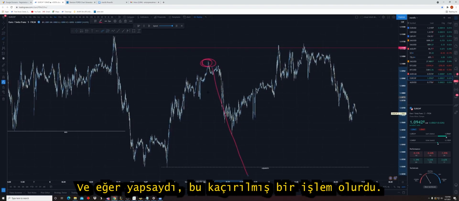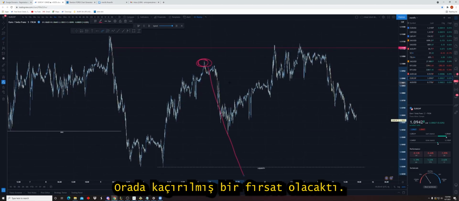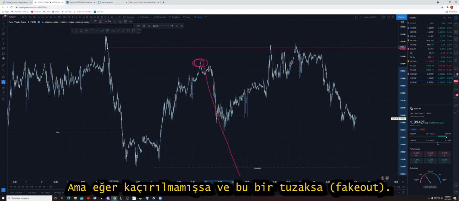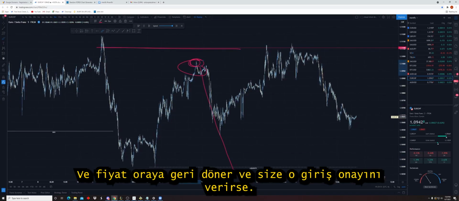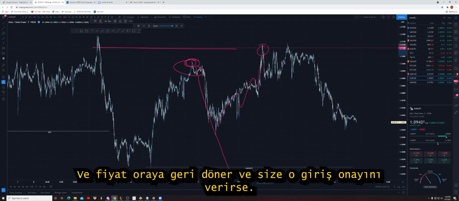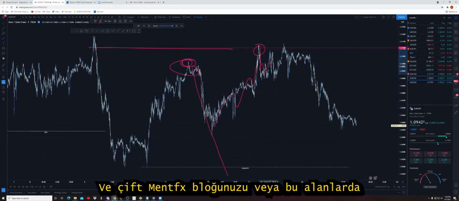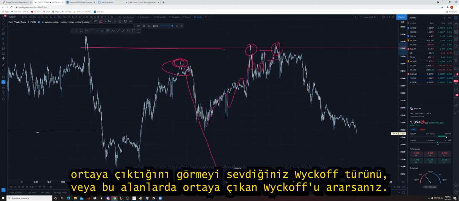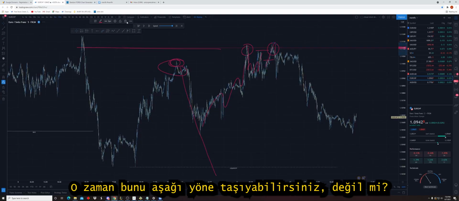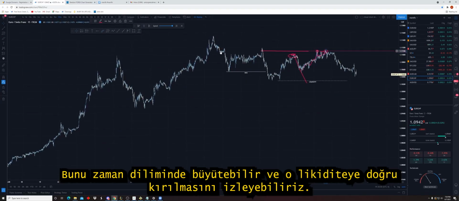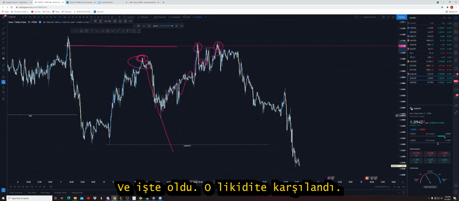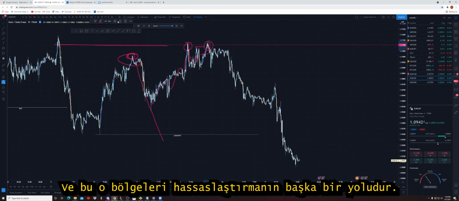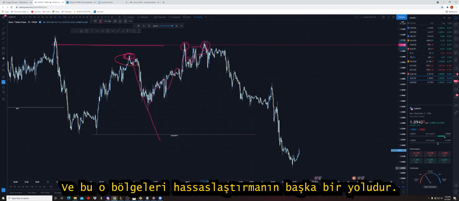And if it did, this is a trade missed. There's going to be an opportunity missed there. But if it isn't missed and it's a fake out and price does make its way back up there and gives you that entry confirmation, and then you look for your double MetaFX blocks or the type of Wyckoff that you like to see unfold in these areas, then you can take that to the downside, right? And we can increase this in time frame and watch this break down to that liquidity. And there you go. You have that liquidity met. And that's another way to refine those zones.